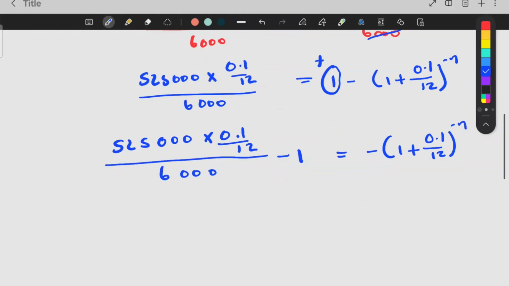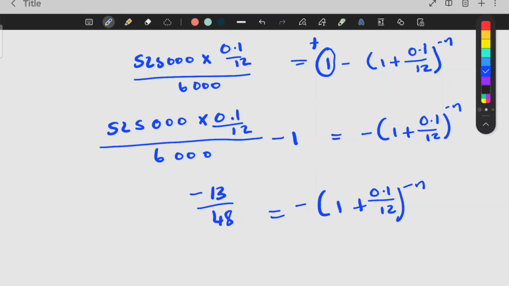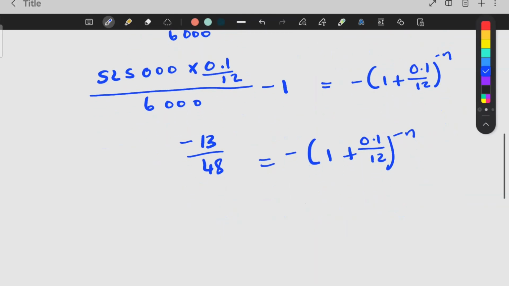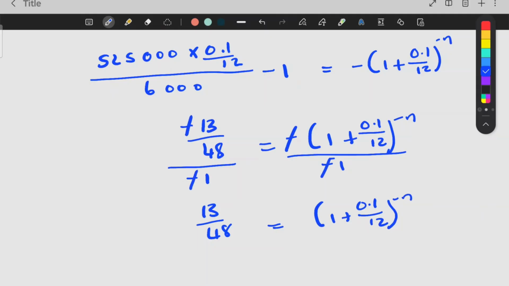So far I have this. On my left-hand side, if I simplify this, I get negative 13 over 48. And on this side, I am going to leave this quickly like this. Can you see I have a negative on both sides? So I'm going to divide by negative 1 and divide by negative 1 to get rid of the negative. Now this is a positive and this is also a positive. That power stays a negative. So it's just this, and this will cancel, this and this will cancel.